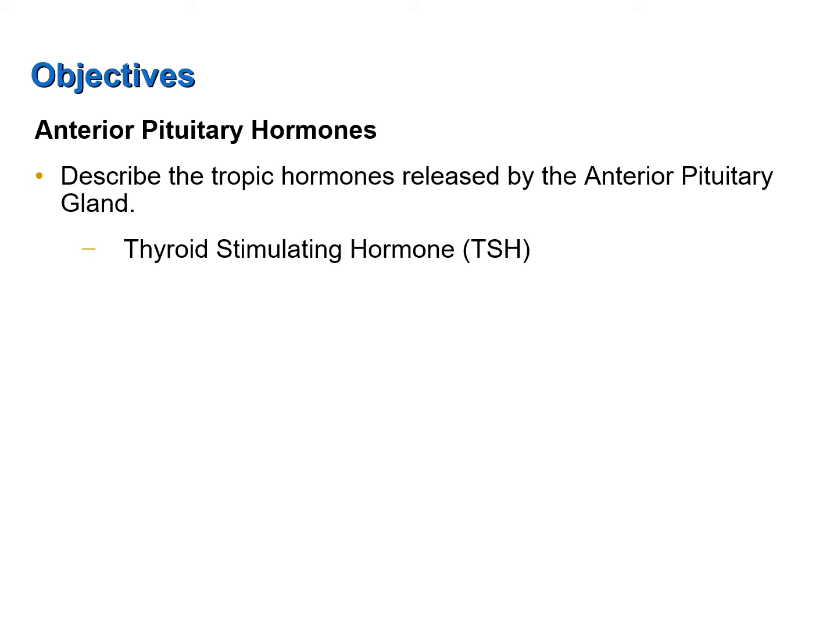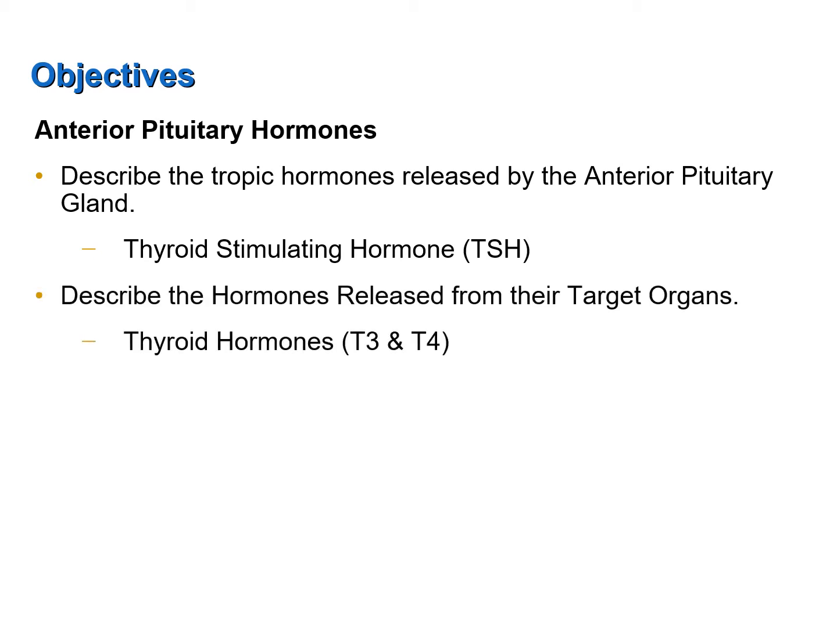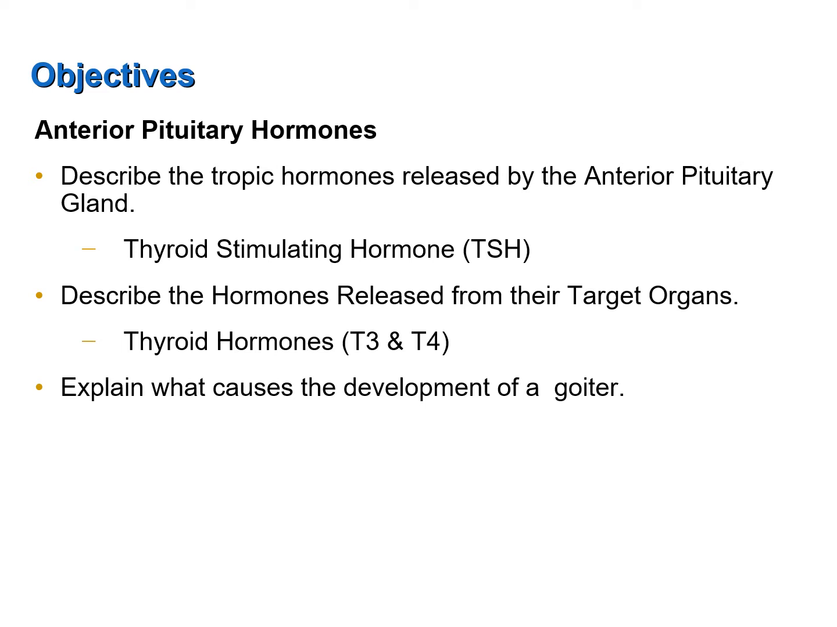Thyroid-stimulating hormone, as its name implies, targets the thyroid gland, causing it to release thyroid hormones. And so we'll describe those hormones as well. And then we'll wrap up by explaining what causes the development of a goiter.